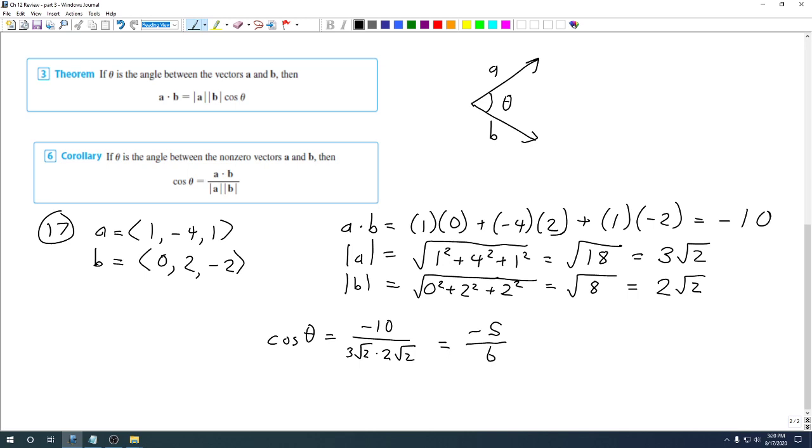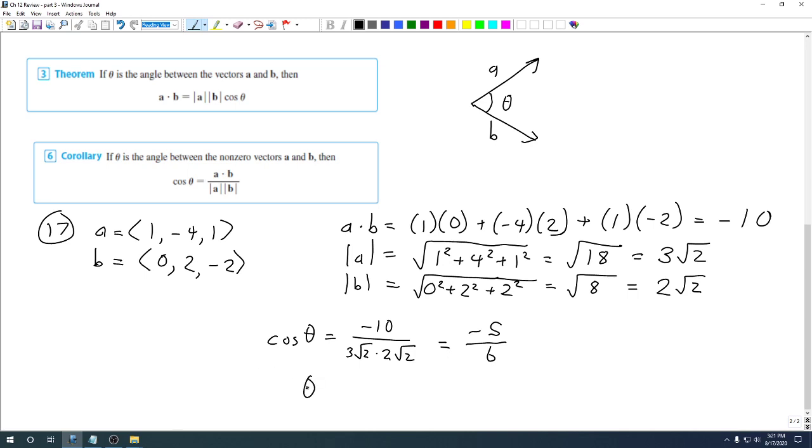And one of the nice things about this formula is that as long as we're considering the angle to be somewhere between 0 and pi, the cosine is unique. We don't have to worry about trying to figure out whether we actually have the correct angle or not. We can just plug negative 5 over 6 into our calculator, take the inverse cosine, and it'll spit out the right number, depending on whether you have it in degrees or radians and what you're expecting. But we can go ahead and whip out a calculator and find this out.